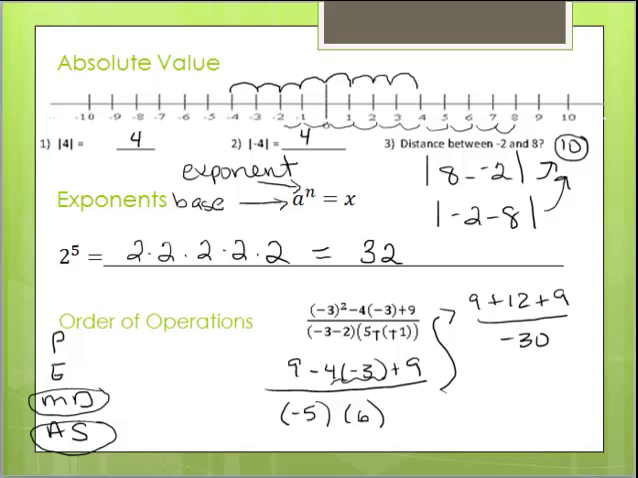Finally, in the numerator, we get 9 plus 12 plus 9. If you add all of that up, you're going to end up with 30. That's over a negative 30. Well, if you divide this, 30 divided by negative 30, you get negative 1. So this entire problem simplifies into negative 1.